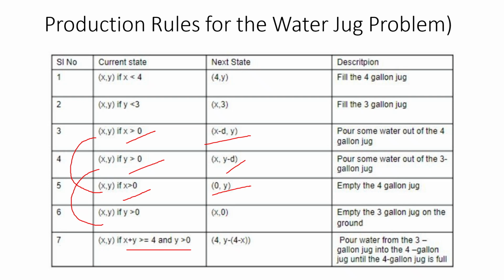We can fill jug A with water from jug B until jug A is full. We can consider the example where the current state is (2, 3). What we can do is pour water from jug B to jug A. We define the new state as (4, 1): we are filling jug A, so it becomes 4 and the second jug becomes 1. That is applying the seventh rule.